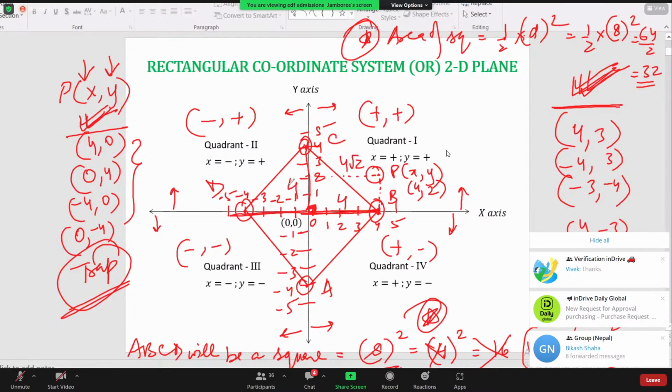So either ways you can do it to get the correct area, but the point is you should be very conscious about this quadrant system. So this quadrant system should be very clear to everyone.